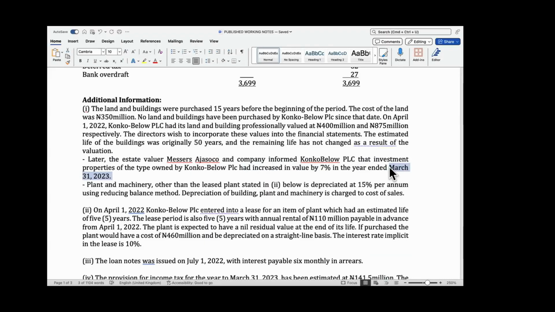This then goes to show that I will need to update my investment property by increasing it by 7%. And to do that, I will need to recognize a fair value surplus. And fair value surplus arising from investment properties is recognized in profit or loss. You learned that in IAS 40. I just taught my virtual class students, and taught you guys last week.